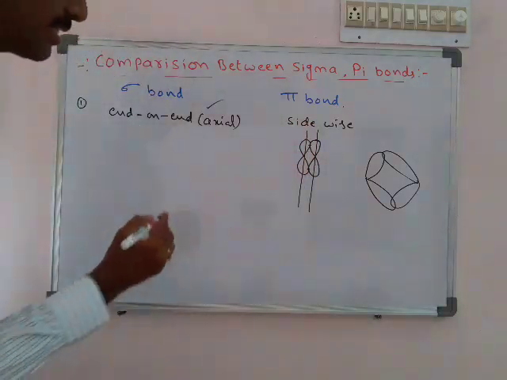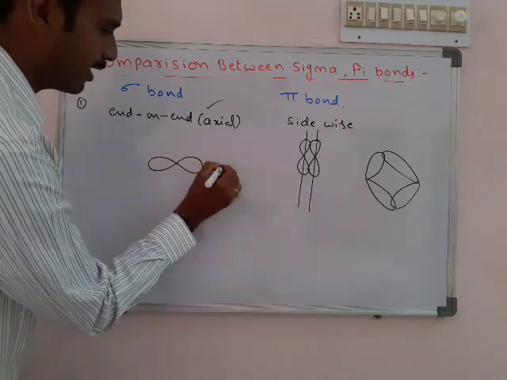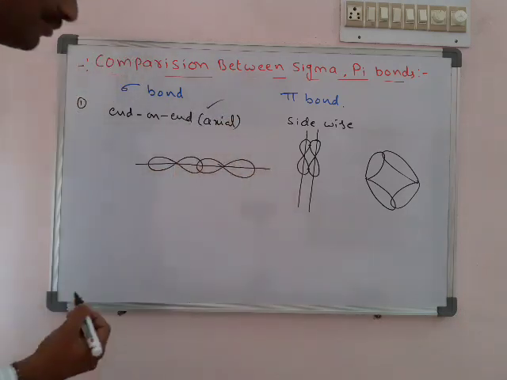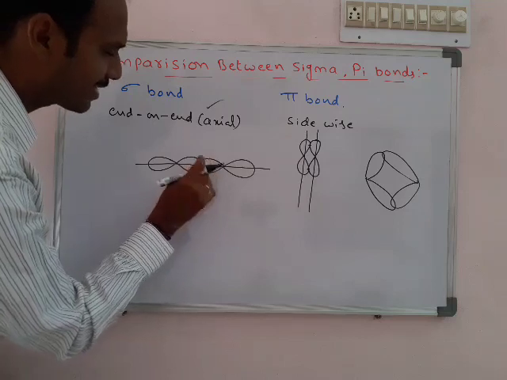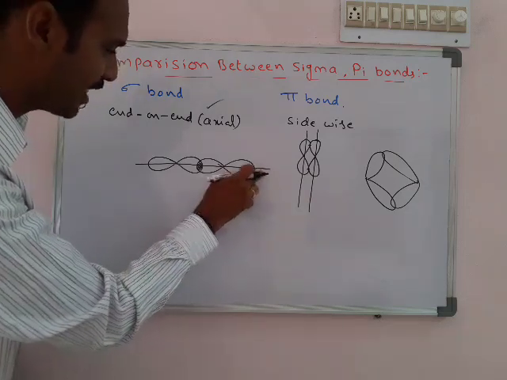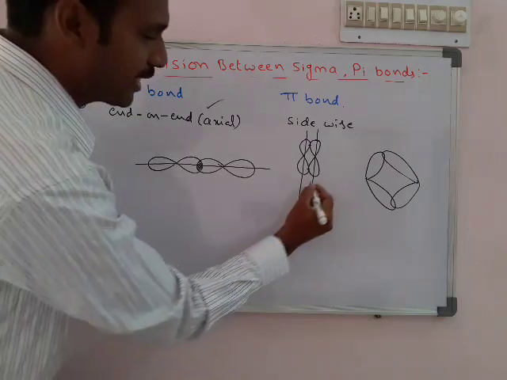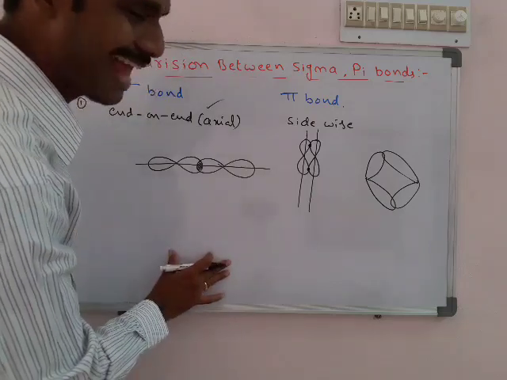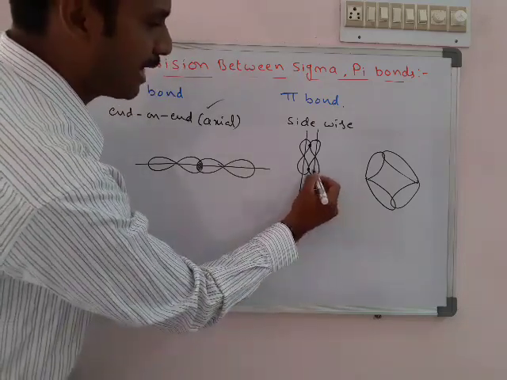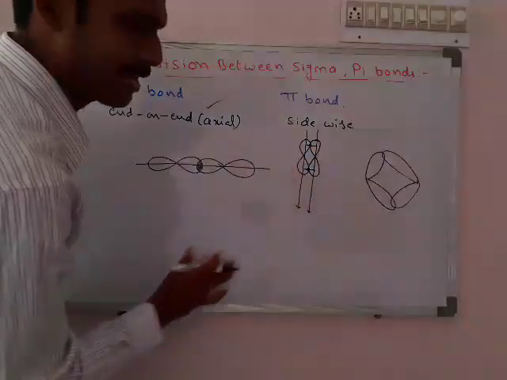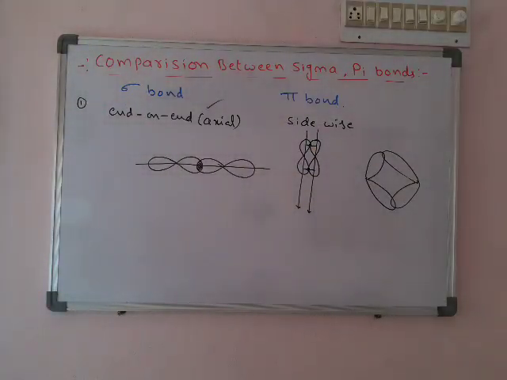So in this comparison, pp overlapping in sigma is end-on-end overlapping, so both axes are similar. The overlapping is in the same direction, exactly present on the internuclear axis, parallel to the axis. Here the overlapping is the round, thick dotted part. What are their axes? The overlapping axes are perpendicular to the internuclear axis, exactly perpendicular to each other.